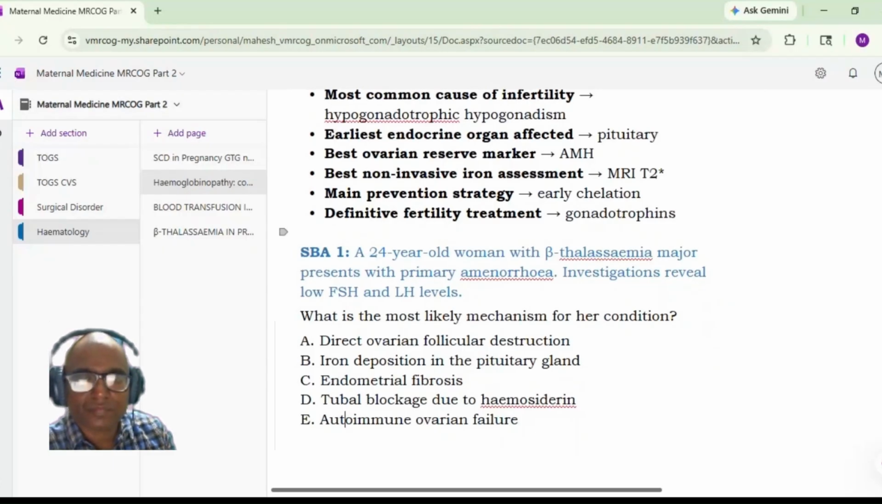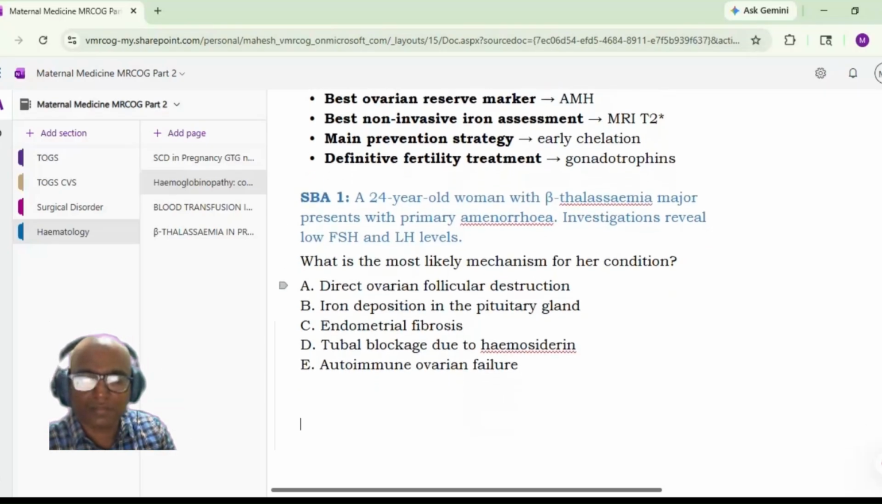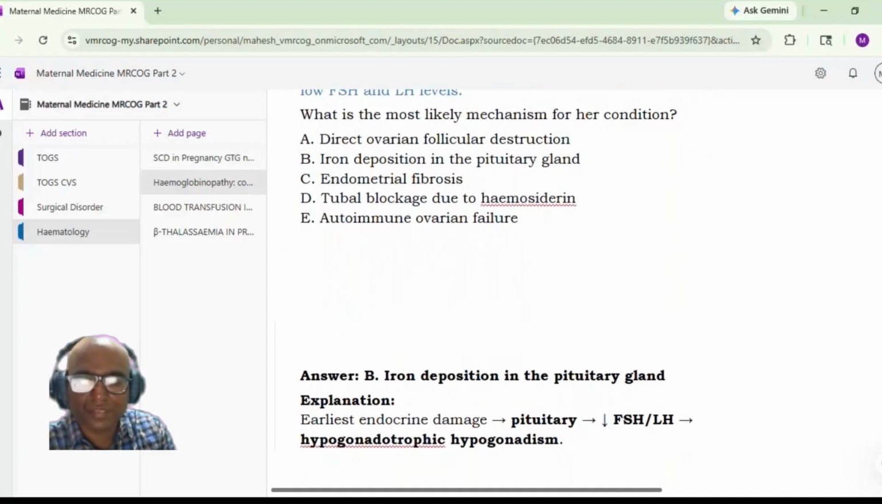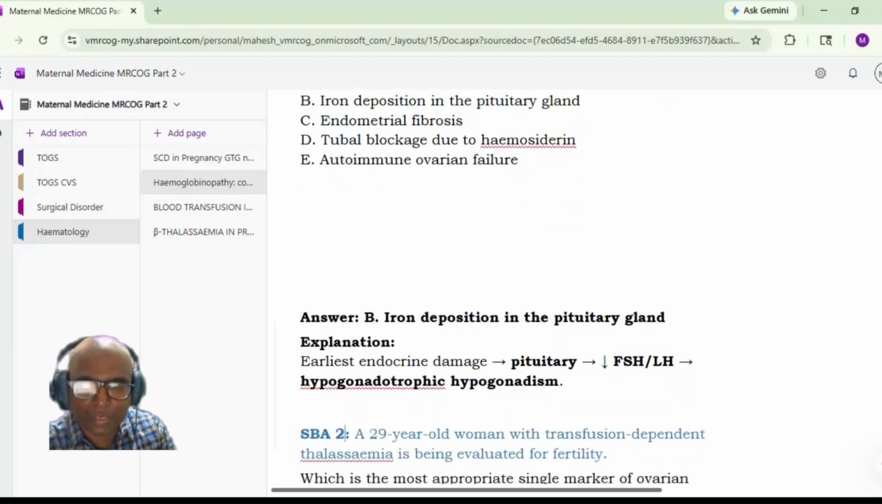A 24-year-old woman with beta thalassemia major presents with primary amenorrhea. Investigations reveal low FSH and LH levels. What is the most likely mechanism of her condition? A. Direct ovarian follicular destruction. B. Iron deposition in pituitary gland. C. Endometrial fibrosis. D. Tubal blockage due to hemosiderin. E. Autoimmune ovarian failure. It is B, iron deposition in pituitary gland. Correct. The earliest endocrine damage is to the pituitary. There is a decrease in FSH and LH levels, and hypogonadotropic hypogonadism is there.